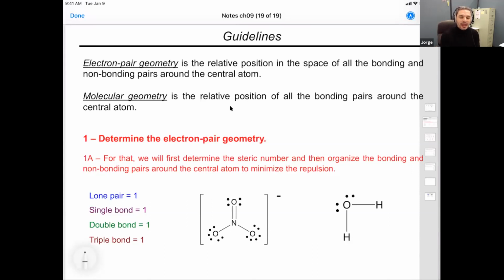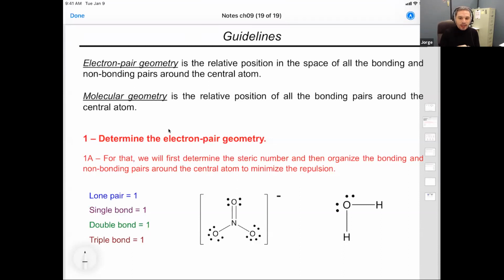After we determine the electron pair geometry, then we are going to determine the molecular geometry. The molecular geometry is the relative position of all the bonding pairs around the central atom. Okay? See the difference? Electron pair geometry will consider bonding and non-bonding pairs around the central atom, while the molecular geometry will look at only the bonding pairs. First step is to determine the electron pair geometry. For that, we will first determine the steric number and then organize the bonding and non-bonding pairs around the central atom to minimize the repulsion.